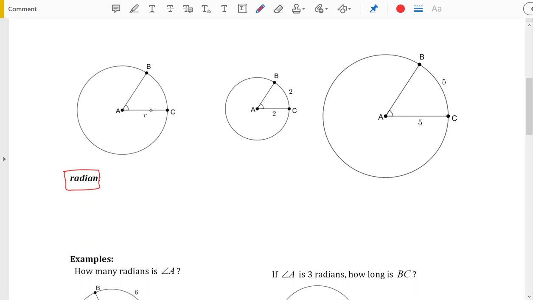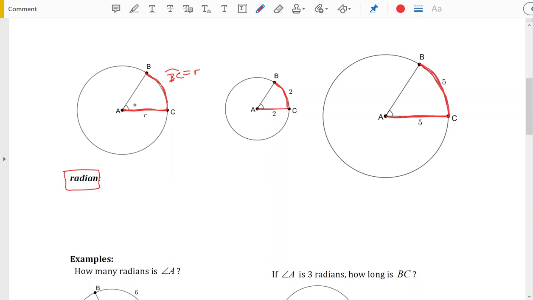So I have 3 circles here. Notice the first one, I have circle A that has a radius of length r. Now let's imagine that I make this angle exactly big enough such that arc BC is also equal to a length of r. And notice in my other 2 circles, this is exactly true. A radius of 2, and we've made the angle exactly big enough such that the arc also has a length of 2. Or a radius of 5, and an arc that is 5.